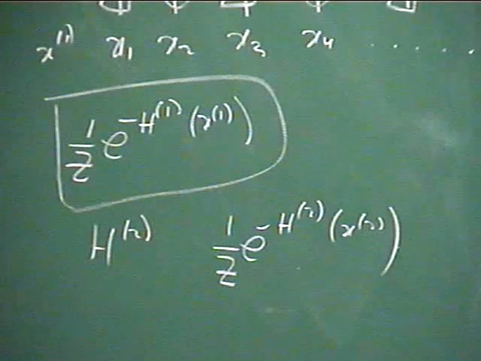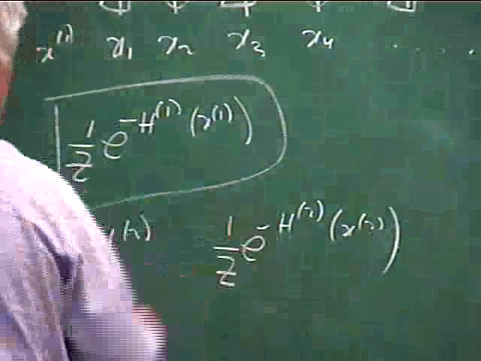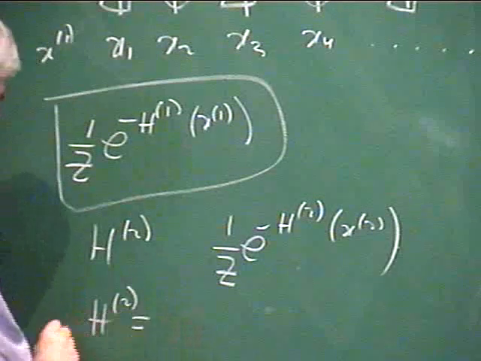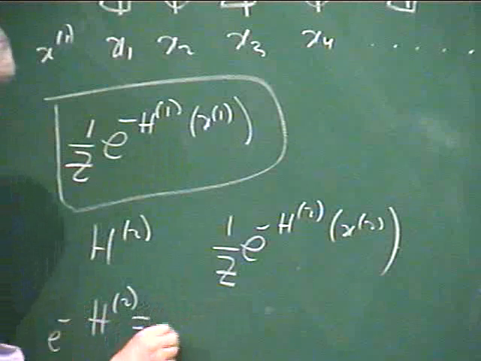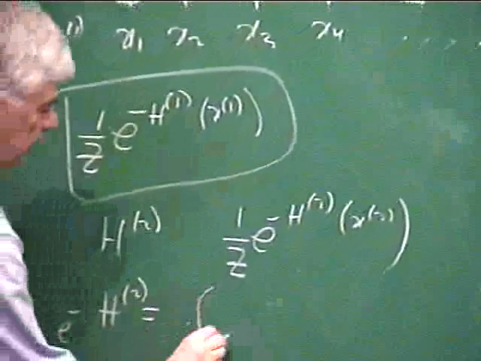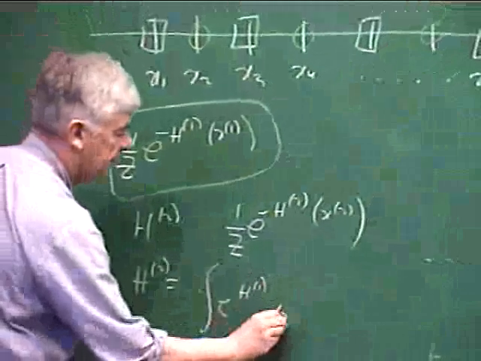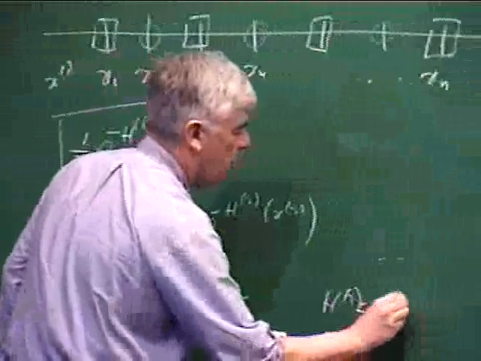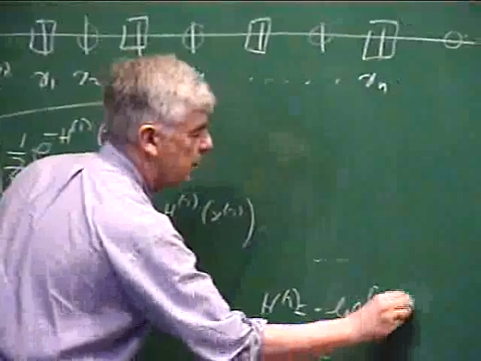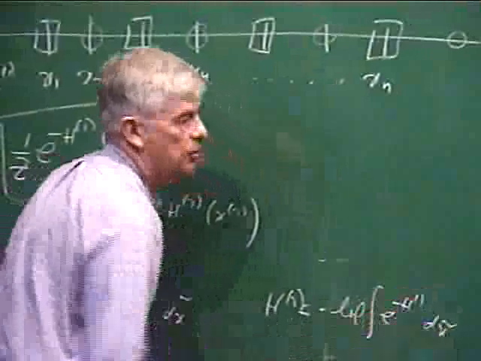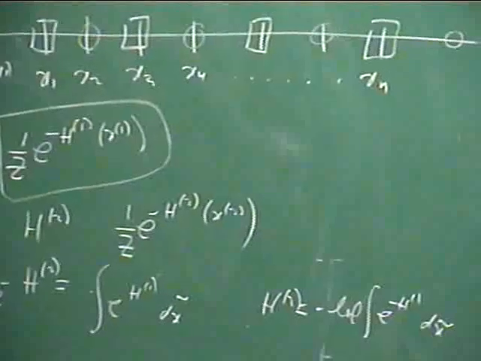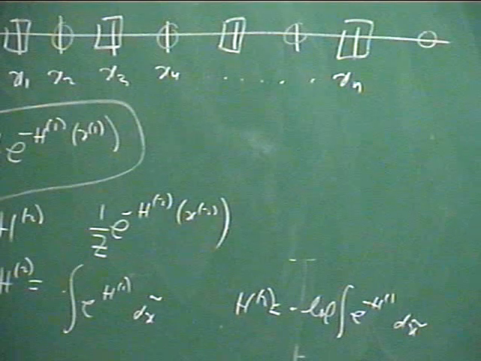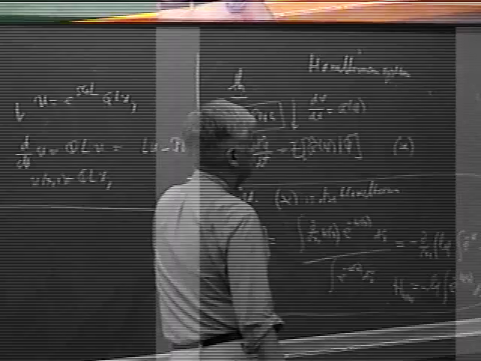And if you look at the calculation, which I'm not going to do, at the relationship between those two, you find that e to the power minus H2 must equal the integral of e to the power minus H1 dx tilde, which means that H2 is equal to minus log of the integral of e to the power minus H1 times dx tilde. And if you notice, this relationship here and that relationship are exactly the same. So one step in the renormalization group transformation is exactly the same thing as a reduction in the number of variables here by a factor of 2.